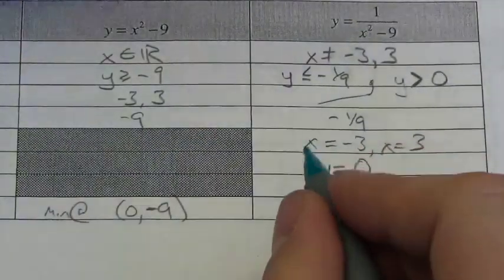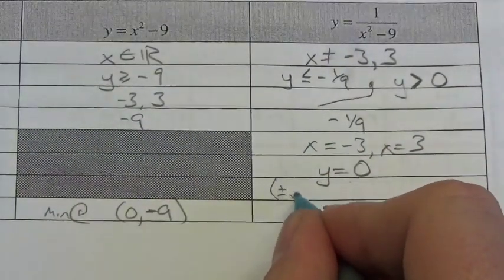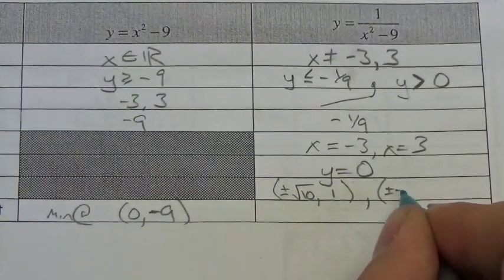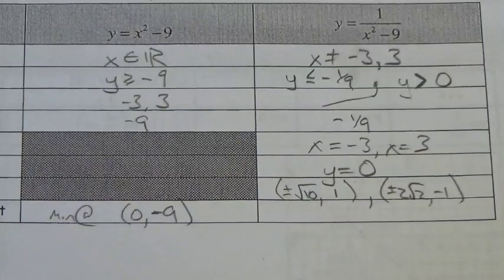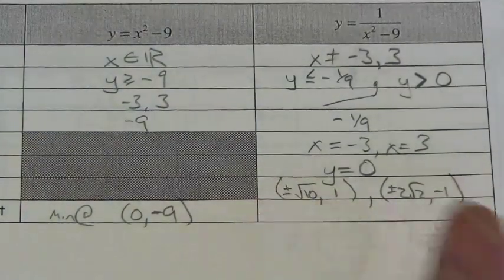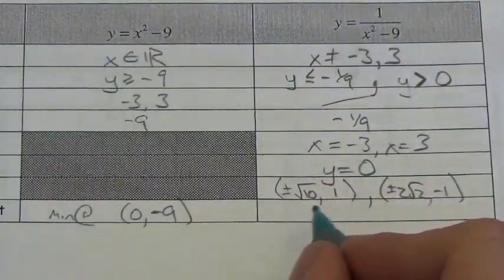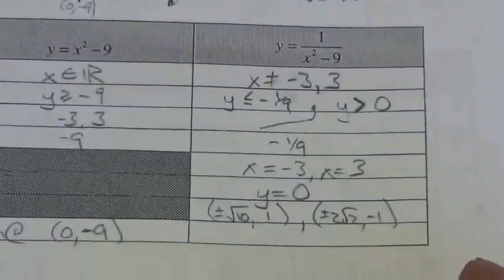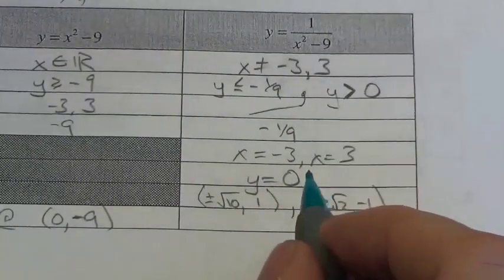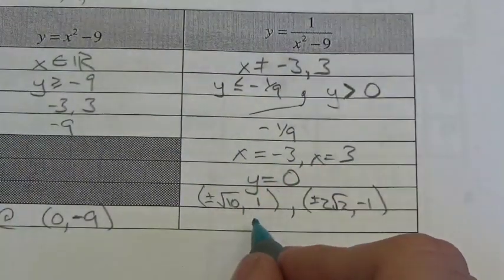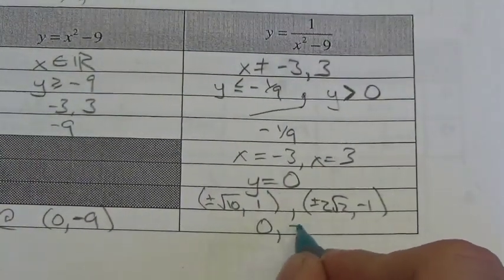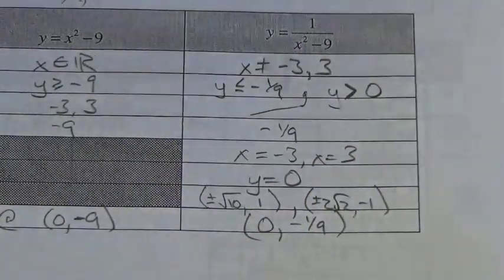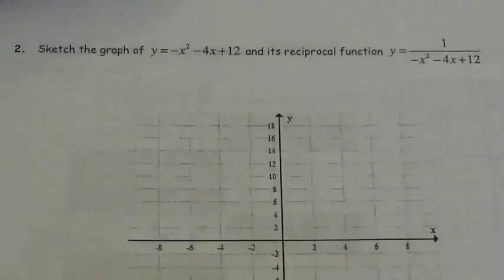So down here, our invariant points will be positive and negative root 10, comma 1, or positive and negative 2 root 2, comma negative 1. So we've got 4 invariant points, and we saw that before here. Now in this case, where's the local max here? Well, we've already seen that local min in the previous became a local max in this one, and that y-coordinate there was negative 1/9. The x-coordinate stays the same, the y-coordinate gets reciprocated. Okay, there you go.